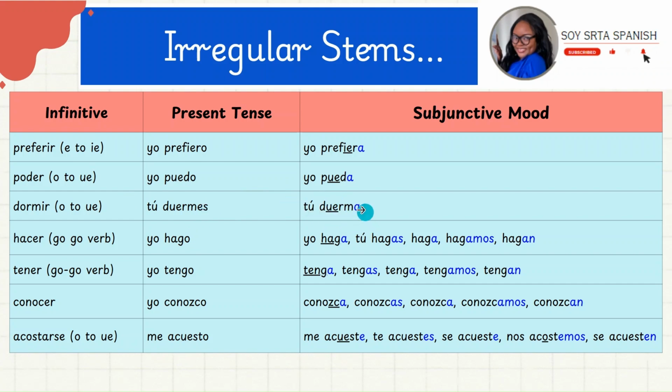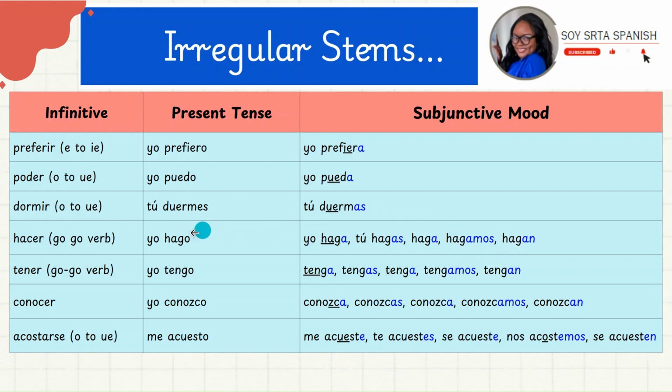Now we have here two examples of go-go verbs. In the yo form, hacer is yo hago. In the yo form, tener is yo tengo. We will use the yo form to form the subjunctive. So in the subjunctive, it's not going to be hacer again, it's going to be yo haga, tú hagas, él haga, nosotros hagamos, ellos, ellas, ustedes hagan.